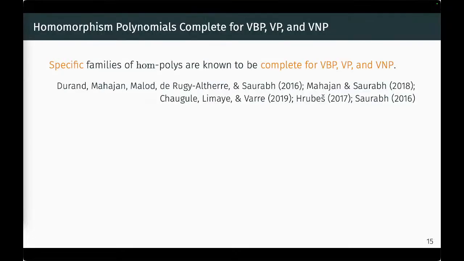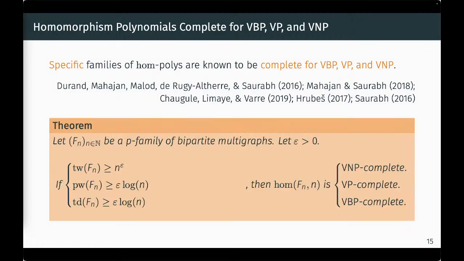Okay, and we are also advancing a line of work that goes back about 10 years, where people observed that specific families of homomorphism polynomials give polynomials that are complete for VBP, VP, and VNP. So people look for natural polynomials complete for these complexity classes and have identified homomorphism polynomials as a source for such polynomials. But these results involve specific families of patterns. People, for example, looked at cliques or complete bipartite graphs. Then you need to set certain parameters, and under such choices you get completeness results for these complexity classes.